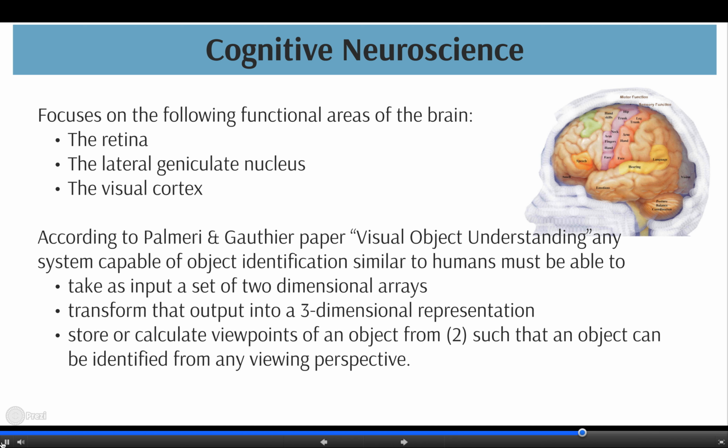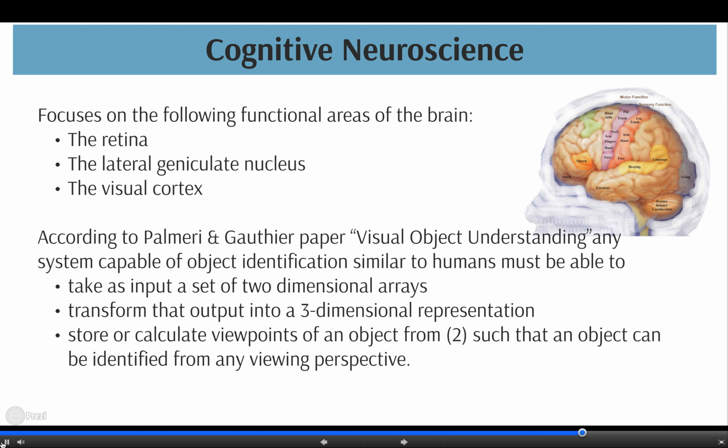According to Palmeri and Gauthier's paper, Visual Object Understanding, any system capable of object identification similar to humans must be able to 1. Take as input a set of two-dimensional arrays similar to the output of the human retina. 2. Transform that output into a three-dimensional representation similar to how the lateral geniculate nucleus operates. And 3. Store or calculate viewpoints of an object from 2 such that an object can be identified from any viewing perspective. Palmeri and Gauthier's paper concludes by conceding that such systems have inherent problems related to viewpoint storage.